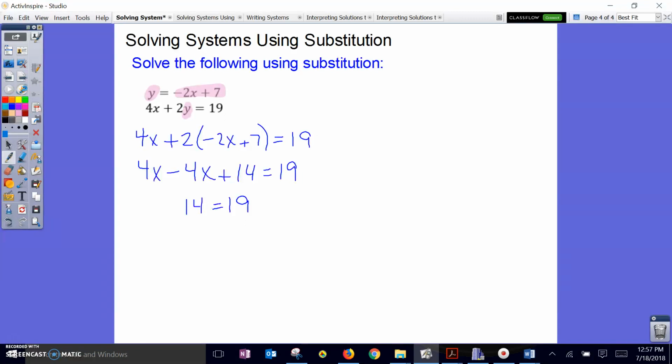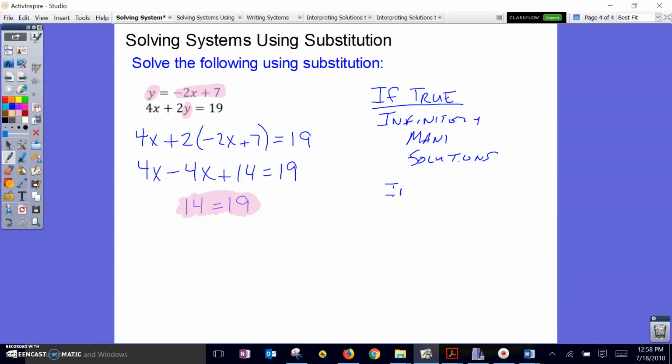This tells us that our system is one of two scenarios. It is either a system where there are no solutions, or it is a system where there are infinitely many solutions. And that depends on the truth value of this statement that we get right here. If it's true, that means there are infinitely many solutions. If it's false, that means that there are no solutions.